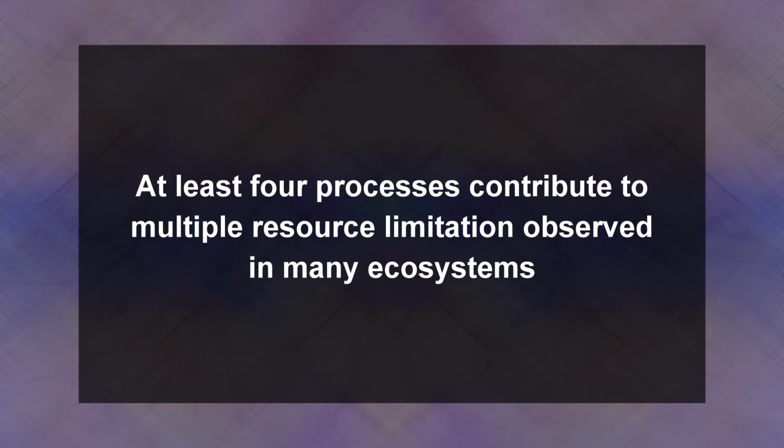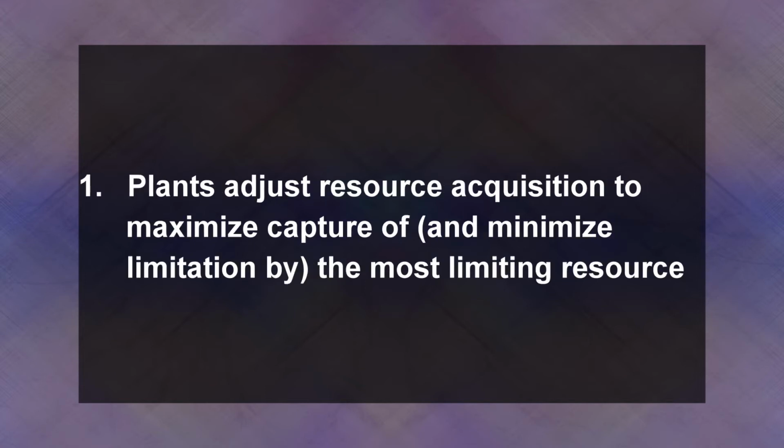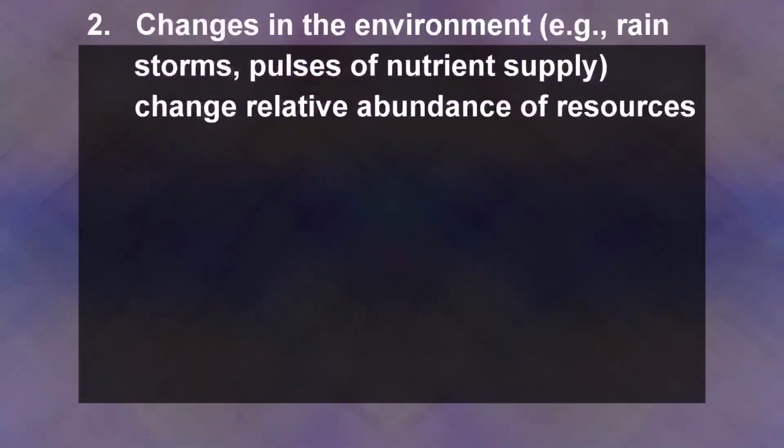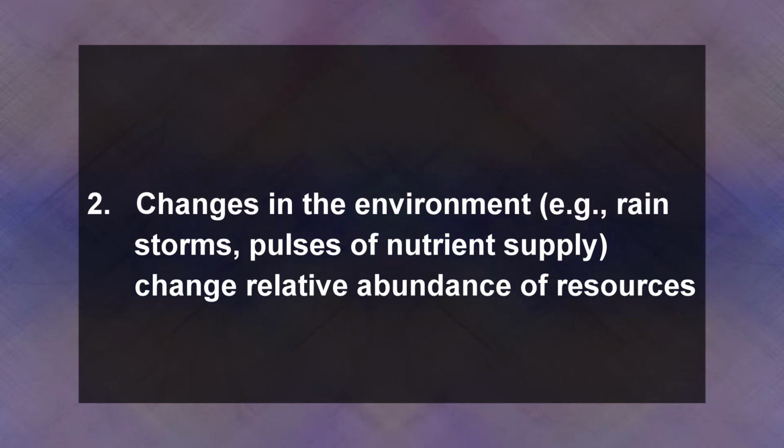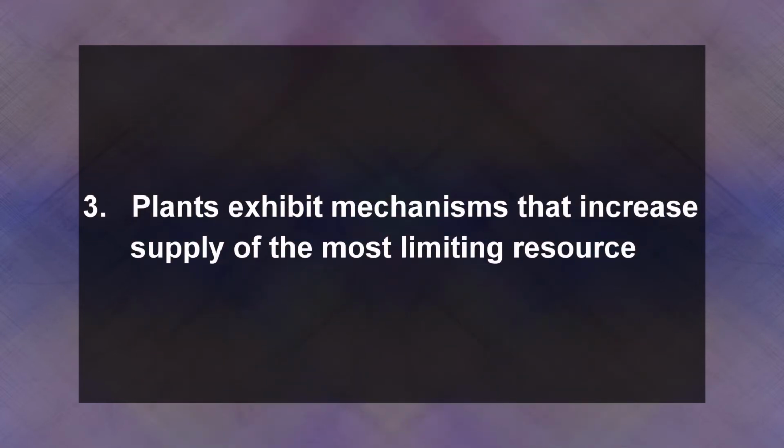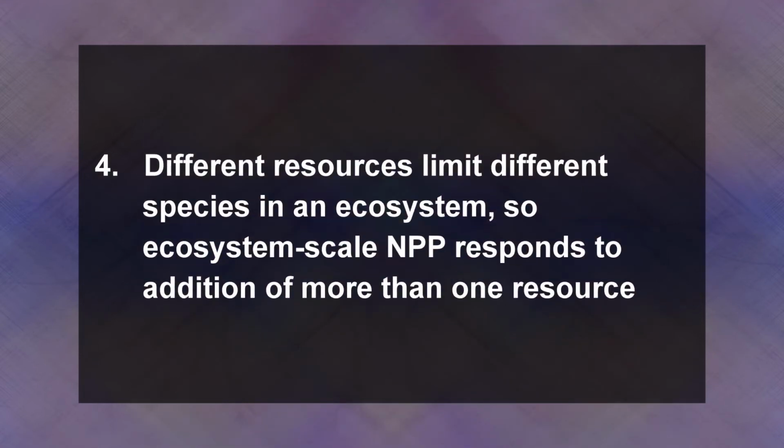At least 4 processes contribute to the multiple resource limitation observed in many ecosystems. First, plants adjust resource acquisition to maximize capture of the most limiting resource. Second, changes in the environment, for example, rain, storms, pulses of nutrient supply, change the relative abundance of resources. Third, plants exhibit mechanisms that increase the supply of the most limiting resource. Fourth, different resources limit different species in an ecosystem. So, ecosystem scale NPP responds to the addition of more than one resource.